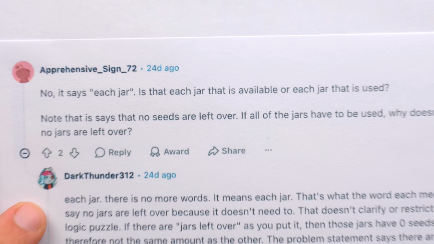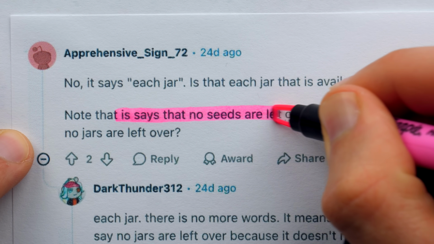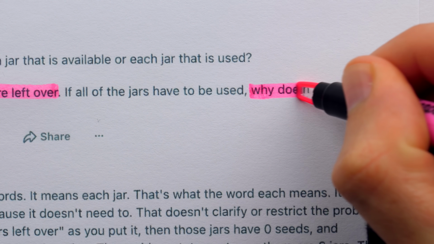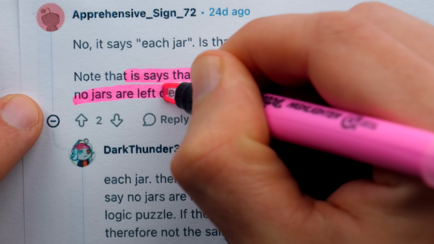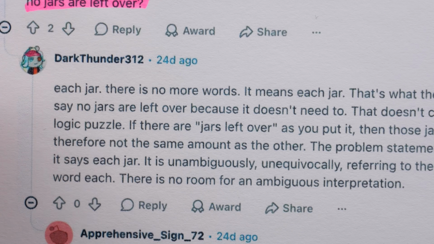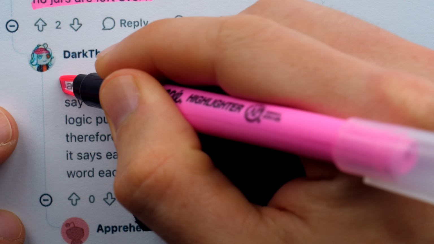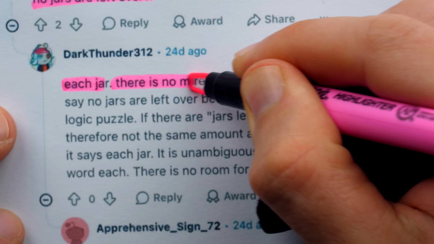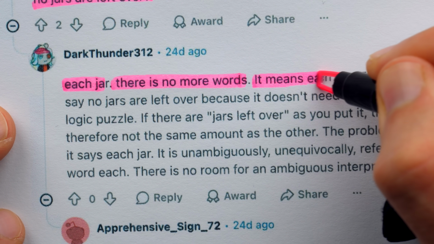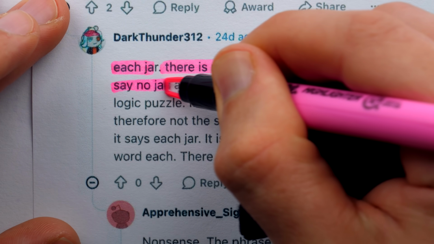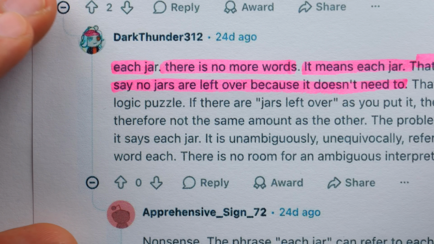Apprehensive Sign 72 raised another good point. It says that no seeds are left over. If all of the jars have to be used, why doesn't it say no jars are left over? Dark Thunder 312, perhaps the most ardent supporter of the 6-jar theory, says each jar. There is no more words. It means each jar. That's what the word each means. It doesn't say no jars are left over because it doesn't need to.